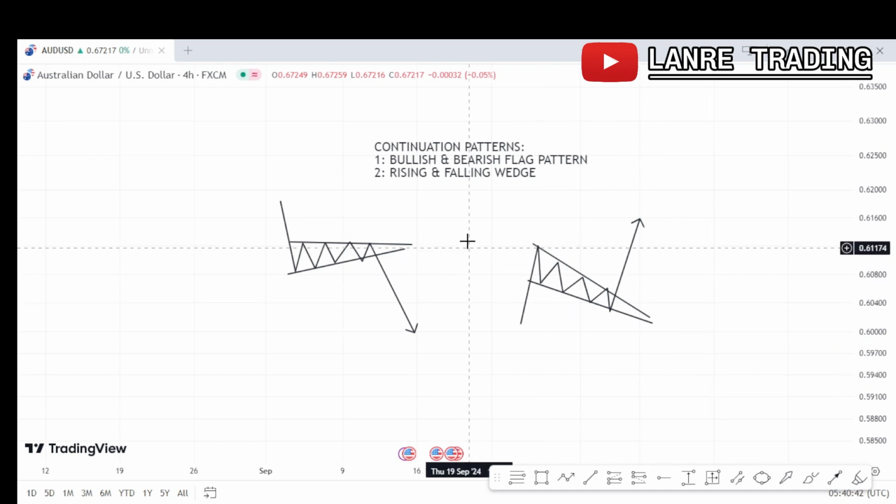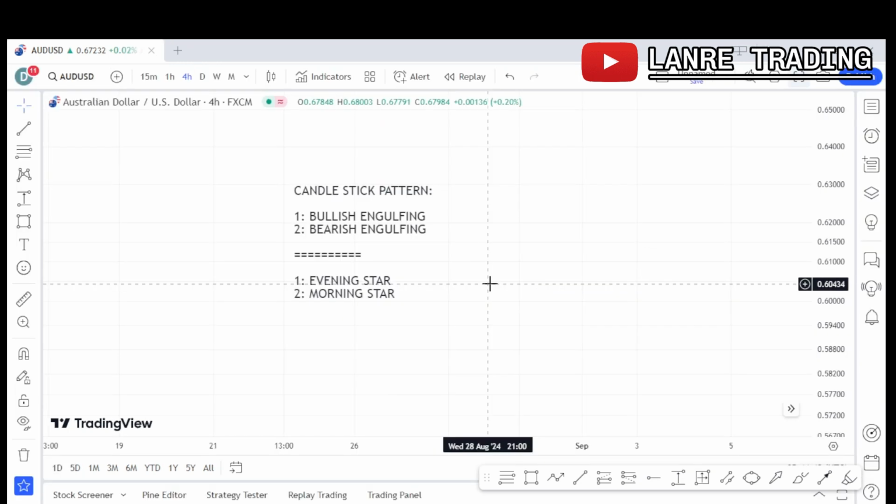So these two basic patterns that I explained to you, which is the bullish and bearish flag pattern, rising and falling wedge, these two patterns occur more on the chart, and you need to look out for this basic pattern. So I'll be moving on to candlestick pattern. We have a series of candlestick patterns, and we have a series of candlestick formations.